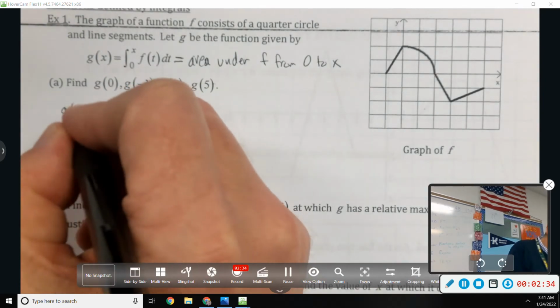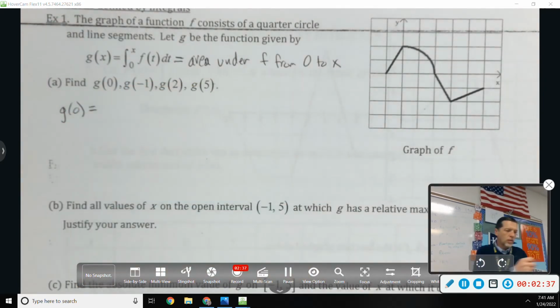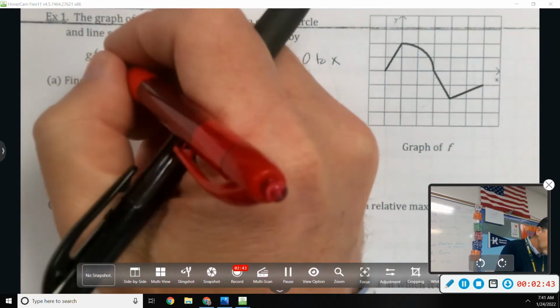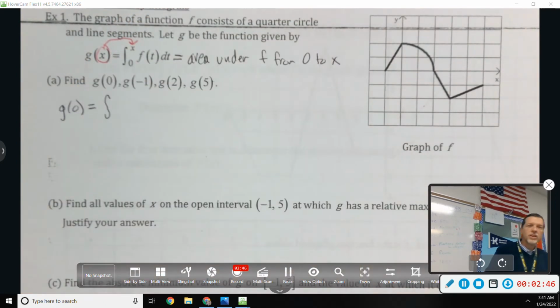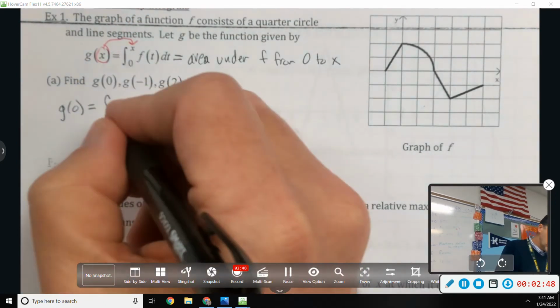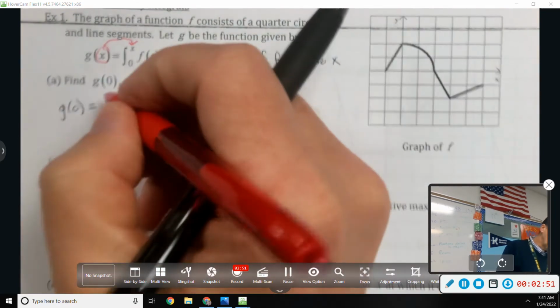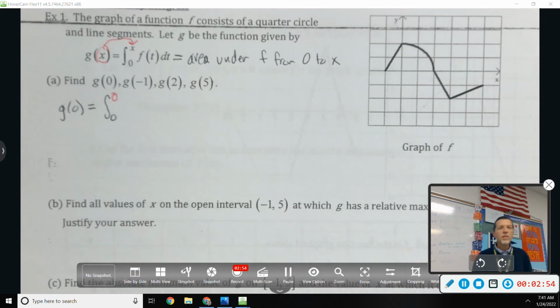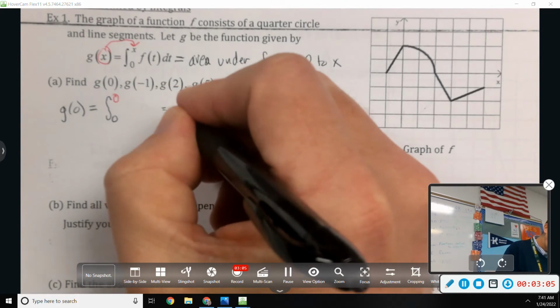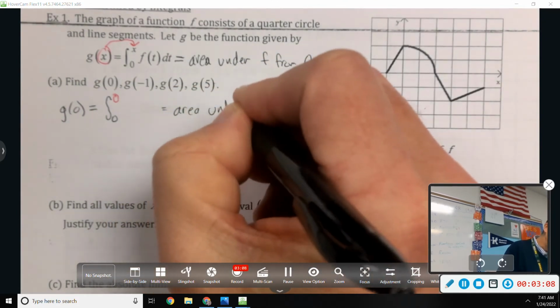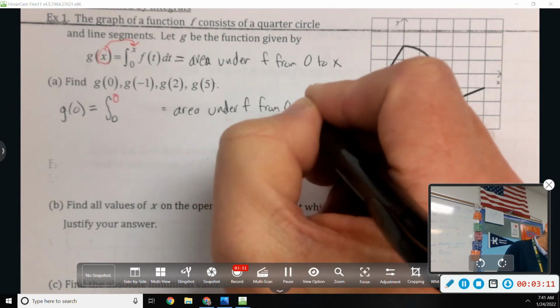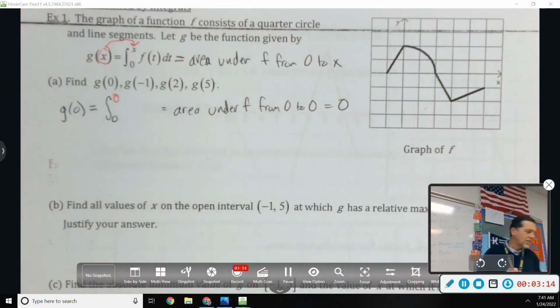So g of 0, a couple ways you could do this. Well, I guess we'll do it both ways. That just means wherever there was an x, we're going to plug in 0. So the integral from 0 to 0, would someone like to tell me the answer? 0. Why is it 0? There's no area between 0 and 0. Area under f from 0 to 0, well, that's 0.